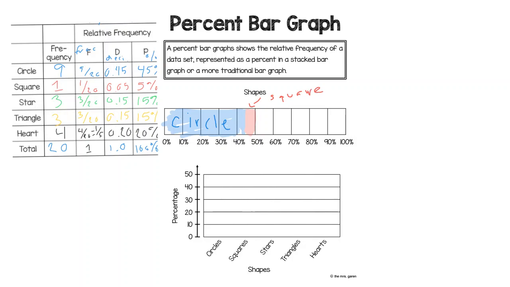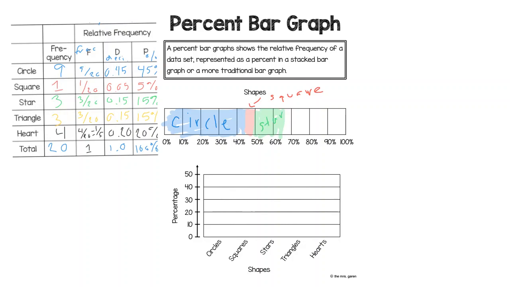Okay. If we keep going down the list here, the next thing we had was a star. And we said that our star was 15%. So we're going to do the same thing. We're going to start at 50, and we're going to go 15 more percent. So 50 plus 15, we're going to go from 50 to 65. And from 50 to 65, that 15% right there is representing our star.